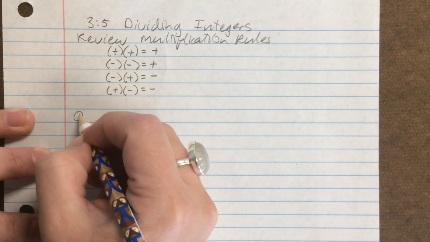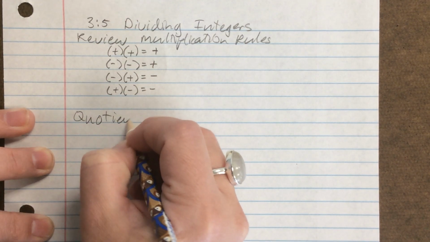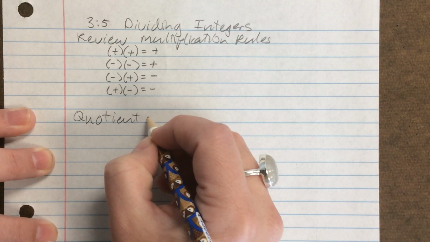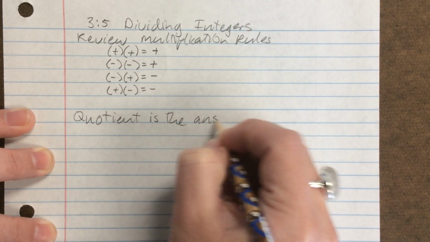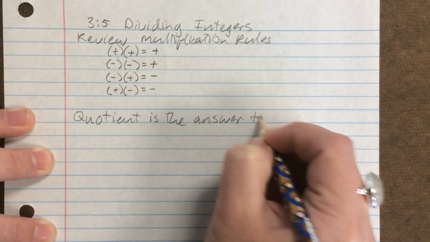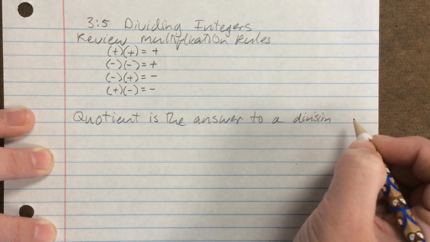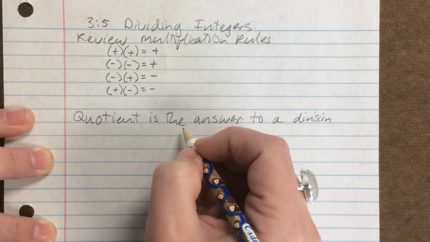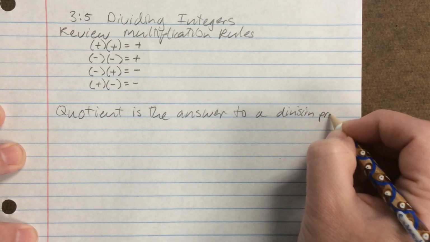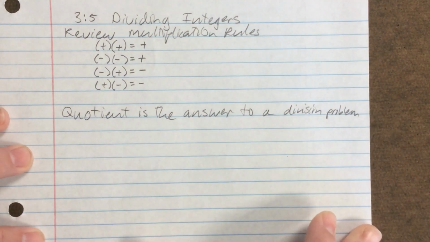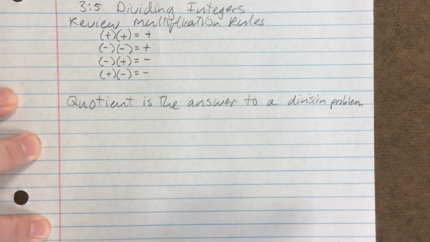First of all, the word quotient, that word means the answer to a division problem. I'll write it over there. Okay, so quotient is the answer to a division problem.